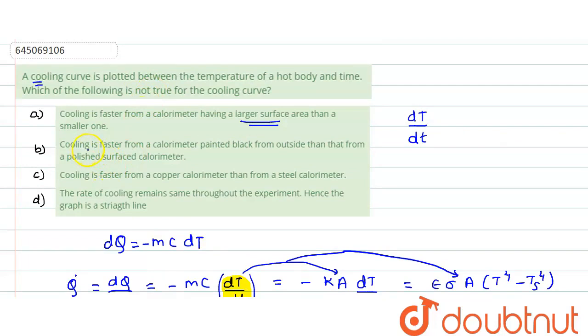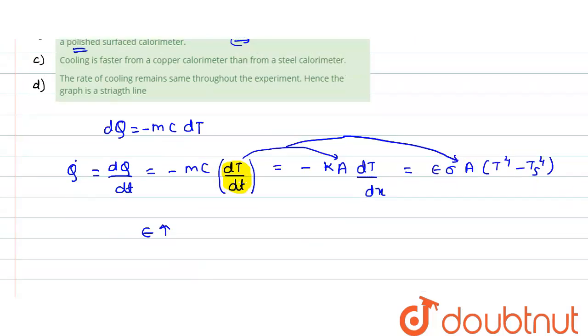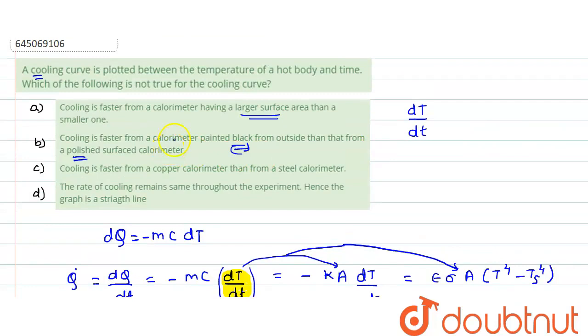Now, the second statement is cooling is faster for a calorimeter painted black from outside than for a polished surface. Painting it black means emissivity would be increased. The maximum value of emissivity is equal to 1. Cooling rate is proportional to emissivity, so if we increase emissivity, then dT divided by dt would increase. That means cooling rate would be increased. So the second is also a correct option, but we need to find the incorrect one. So this cannot be our answer.